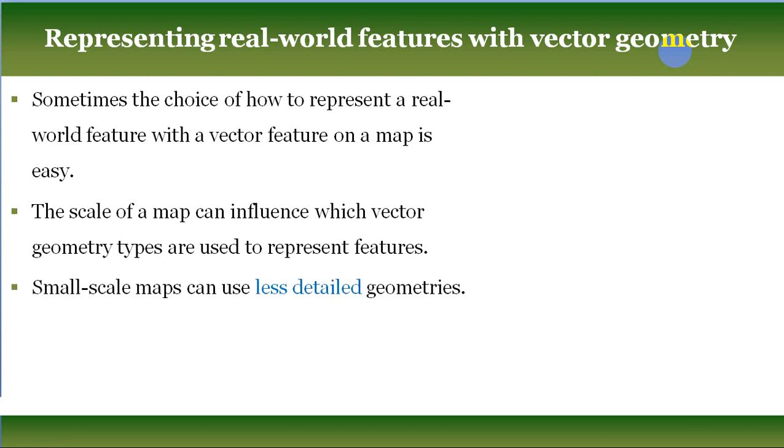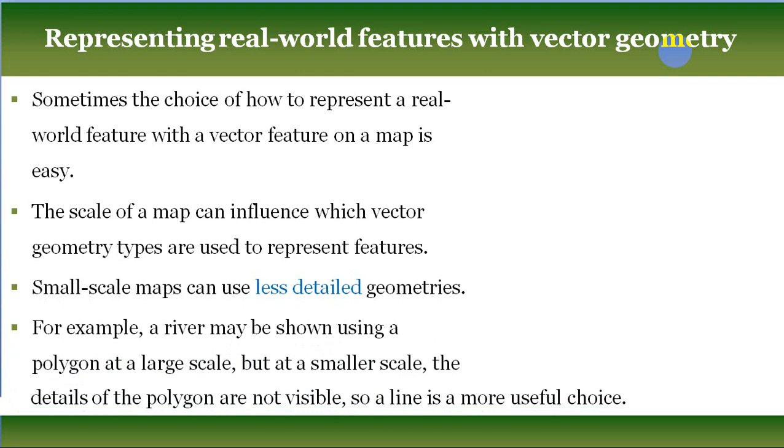A small scale map can use less detailed geometry. If you prepare a small scale map, it does not contain very high detailed geometrical information. For example, a river may be shown using a polygon at a larger scale, but in a smaller scale map, the details of the polygon are not at all visible. So a line is a more useful choice.